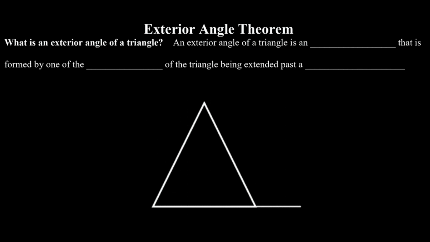Hi everyone, today we are going to be talking about the exterior angle theorem. So when we're talking about exterior angles of a triangle, we're talking about an angle that is formed by one of the sides of the triangle being extended past a vertice or vertex. So that's going to be this angle here specifically.